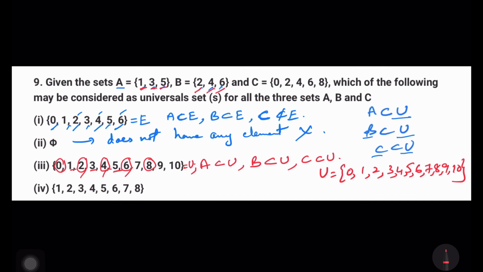Now the fourth one, we'll just see here: because 0 is not there in this set, this cannot be the universal set. So you cannot consider this. Only this one is the universal set. So that's about this. Basically you can go into the basics of sets.